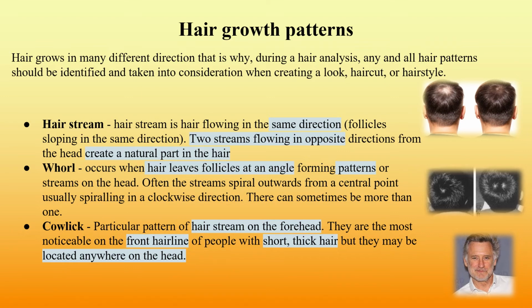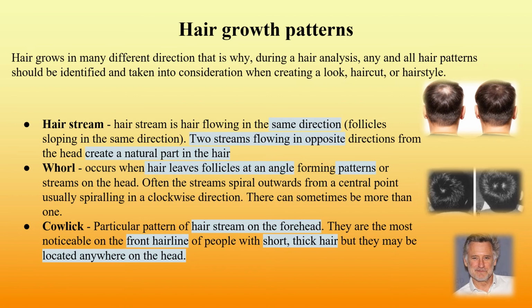The hair stream. The hair stream is hair flowing in the same direction. The follicles swoop in the same direction. Two streams flowing in opposite directions from the head create a natural part in the hair. This is when you could comb somebody's hair straight back, even after you shampooed it, and that hair, when it dries, will automatically split at that natural part.